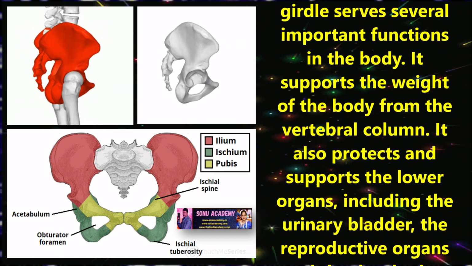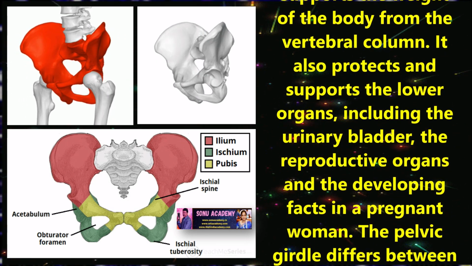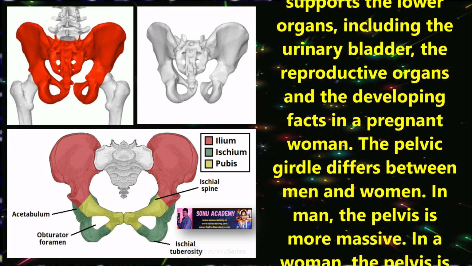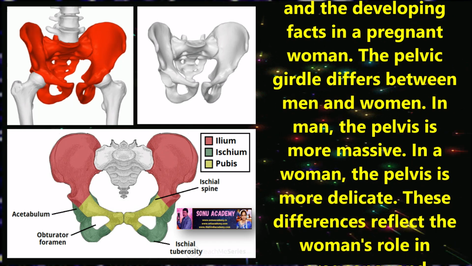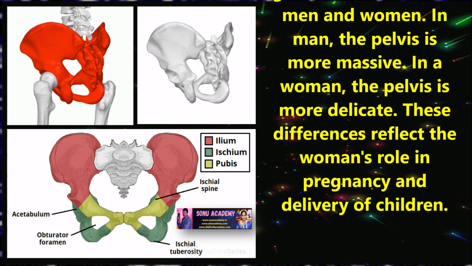The pelvic girdle serves several important functions in the body. It supports the weight of the body from the vertebral column. It also protects and supports the lower organs, including the urinary bladder and the reproductive organs, and the developing fetus in a pregnant woman. The pelvic girdle differs between men and women.